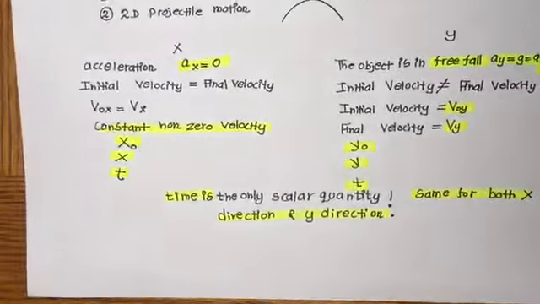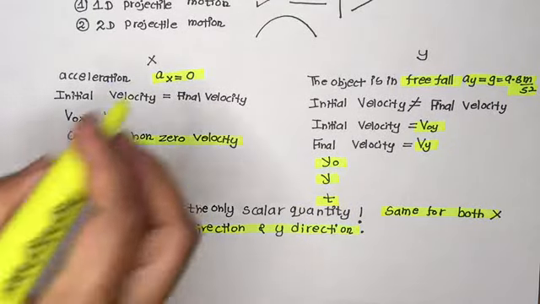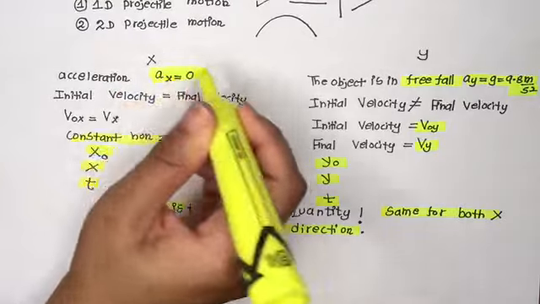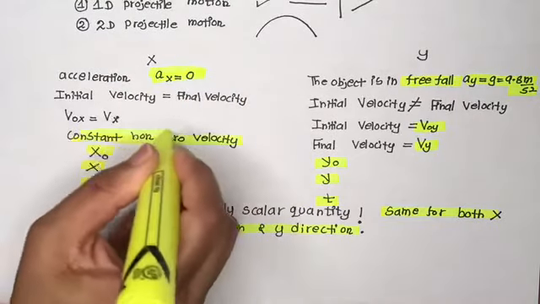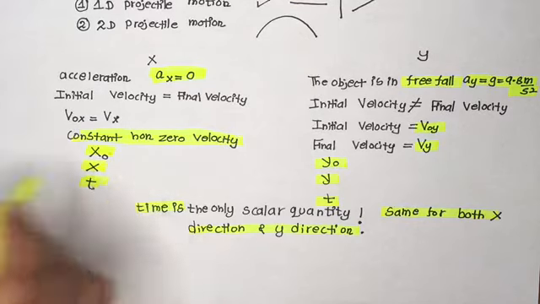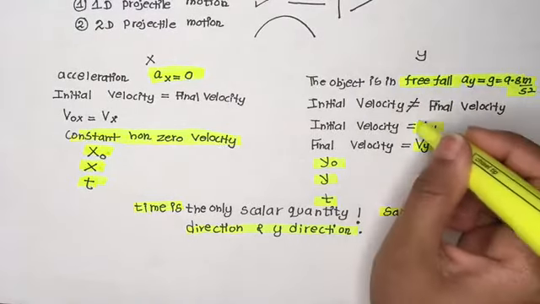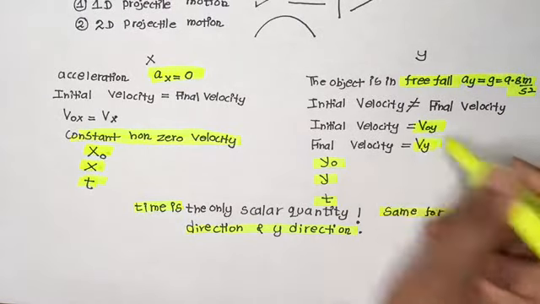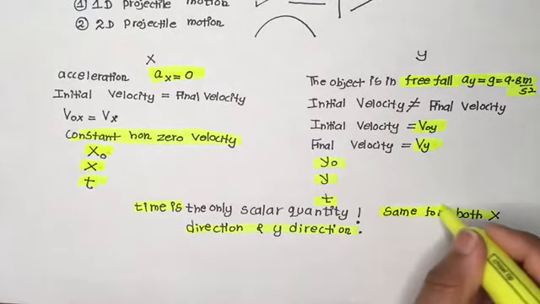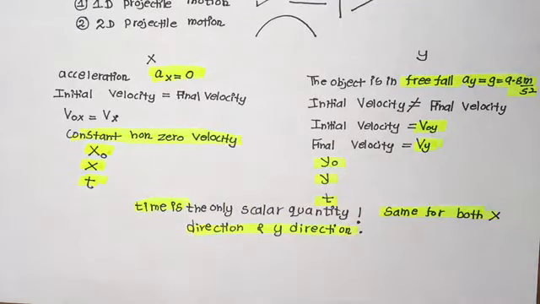Now, as a summary, it's very important to note that there's no acceleration in x direction because nothing is pushing or pulling the object in x direction. And then the constant non-zero velocity in x direction. In y direction, you have a free fall, and then initial and final y velocities are different. Then time is the only scalar quantity. Time is the same for both directions.